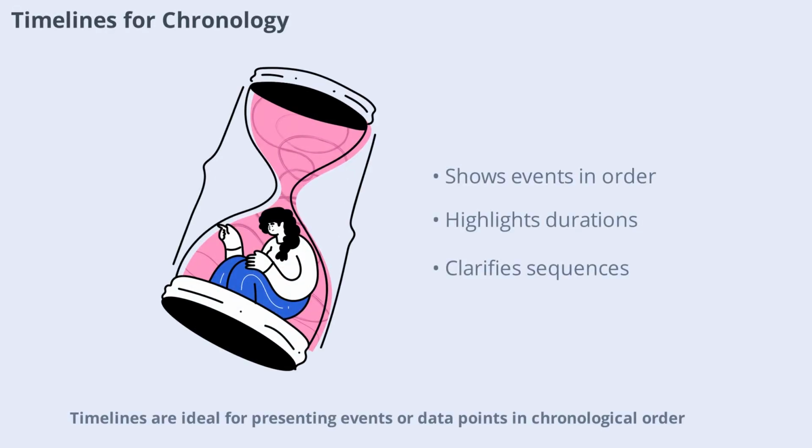Timelines are ideal for presenting events or data points in chronological order. They help viewers understand sequences, durations, and historical trends. Timelines are commonly used in project management, history, and storytelling to show how things unfold over time. By laying out information along a linear path, timelines make complex sequences easy to follow and remember.